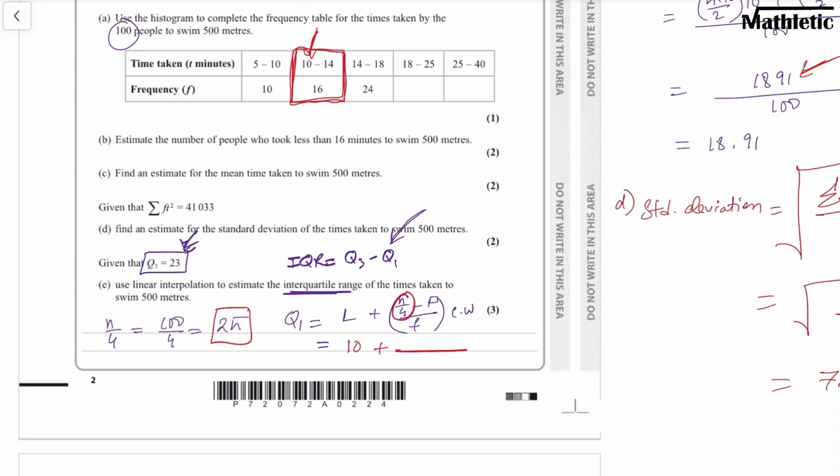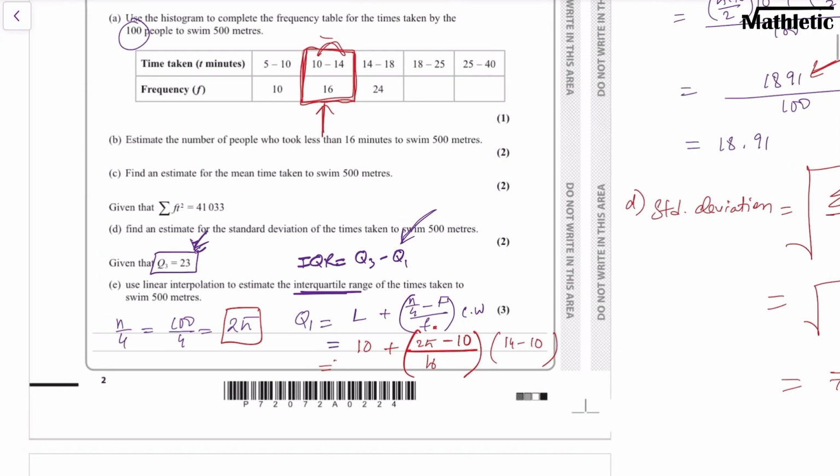N by 4 is 25. Small f is the frequency of this group, 16. Capital F is the cumulative frequency up to the previous group. Since we have only one group, we will directly pick 10. If you had multiple groups, in that case you have to add the values and take the cumulative frequency. CW is the class width, as in the difference between the upper and lower boundaries, 14 minus 10. Calculating this will give us a value of Q1, which will be 13.75.